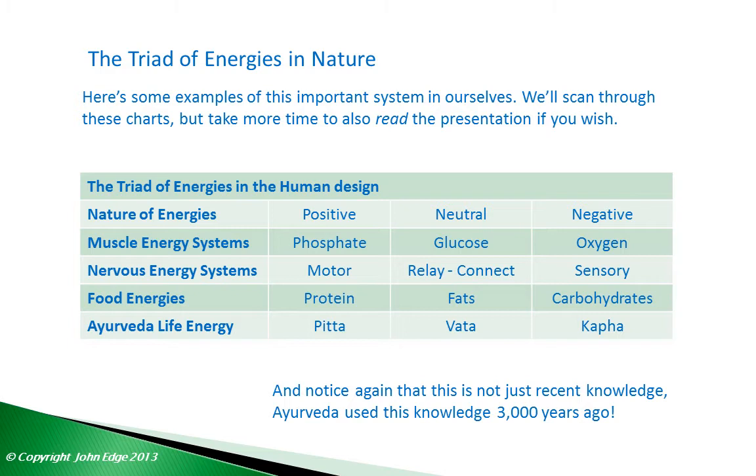Now, again, isn't it interesting that when you go back into traditions, spiritual traditions and healing traditions, for example, the Ayurveda traditions of the Indian subcontinent and that part of the world, they had this same kind of knowledge 3,000 years ago or more. And they saw these three different kinds of energy, the life energies, as either pitta, vata, or kapha. But they understood, again, there were three kinds of life energy that were needed.